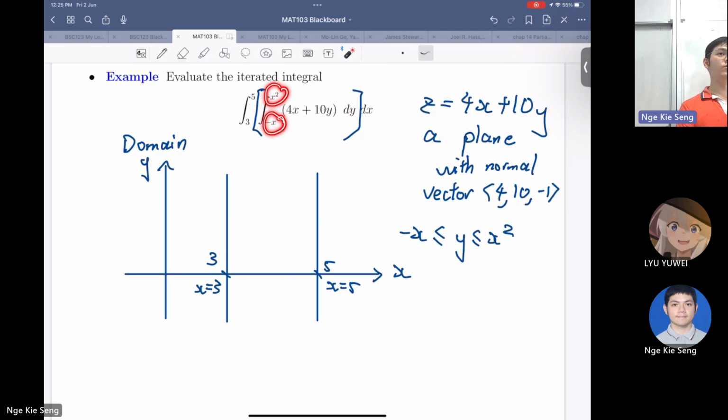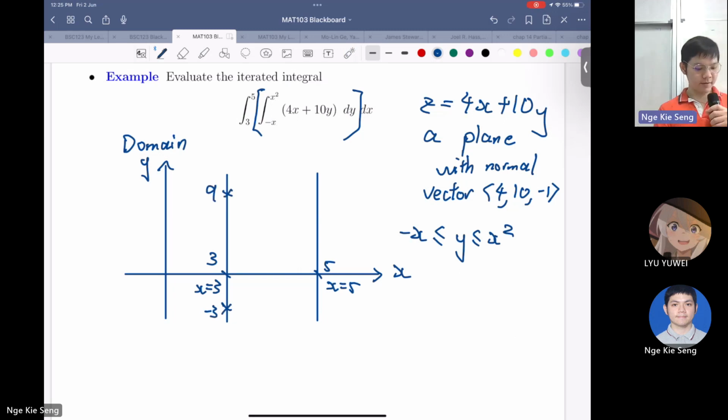Minus 3 to 9. Okay, so I got minus 3 here to somewhere 9 here. Okay, how about 5? When x equals 5, where am I integrating from? Minus 5 to 25. Okay, somewhere up there. Minus 5 to 25.